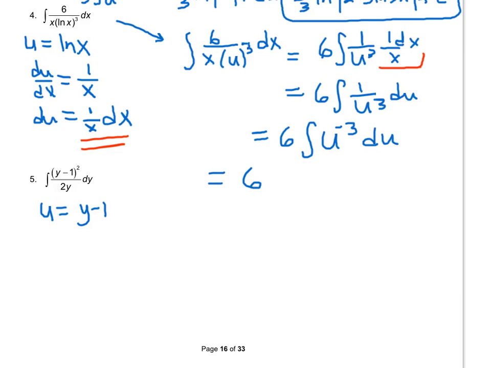So this turns into raise the power by 1, so add 1. You'll get u to the negative 2. Divide by that new power. Don't forget your plus c. And then substitute this back in and clean things up. 6 over negative 2 is negative 3.